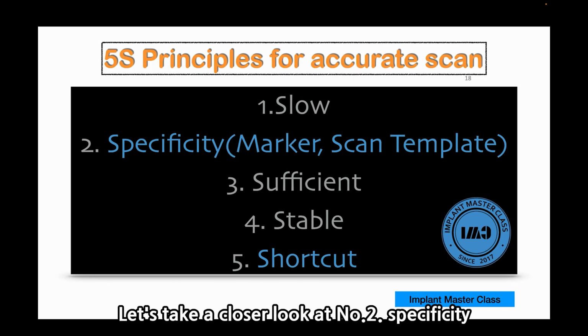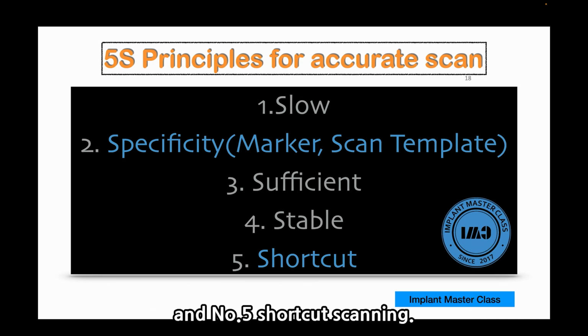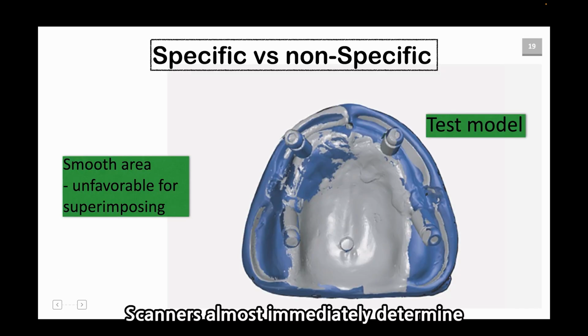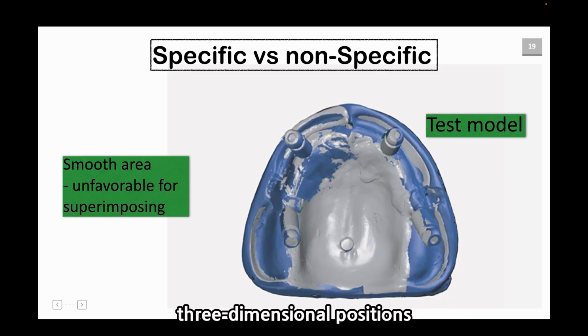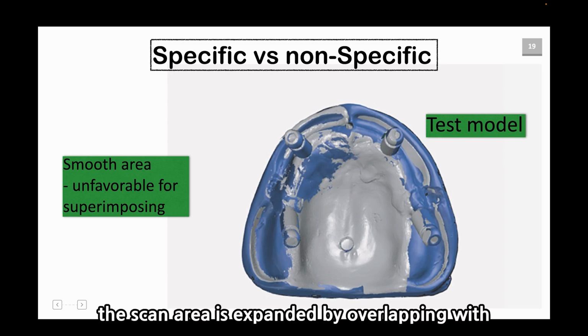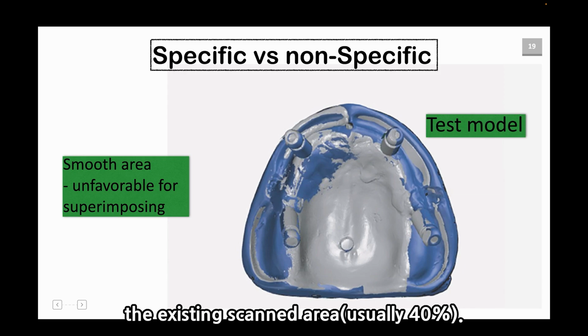Let's take a closer look at number 2, especially specificity and notifier shortcut scanning. Scanners almost immediately determine 3-dimensional projection using point cloud during scanning. Based on this, the scan area is expanded by overlapping with the existing scan area, usually 40%.